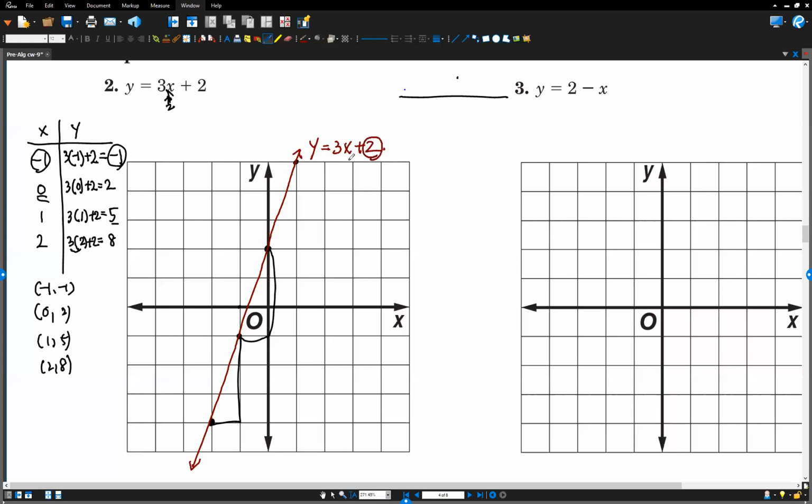Where is 2? The y-intercept is 2. How about this number 3? This number 3 is 3 over 1, right? 1 right, 3 up. That's why we got this number 3. Are you guys with me? All right, now forget about this one. I'm going to delete this one.